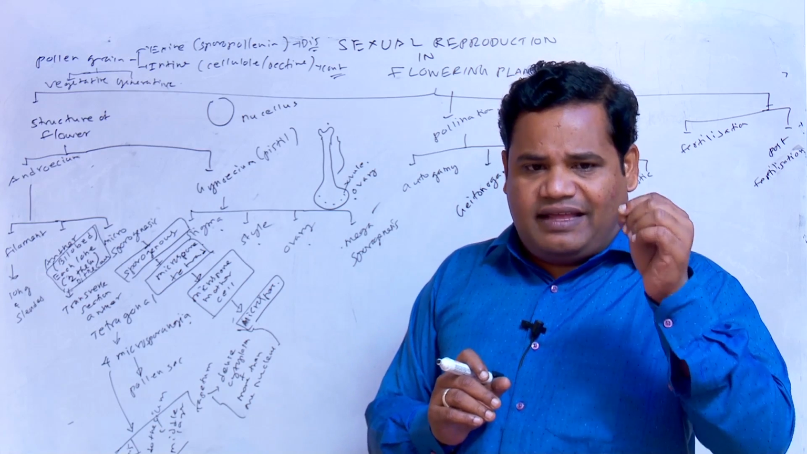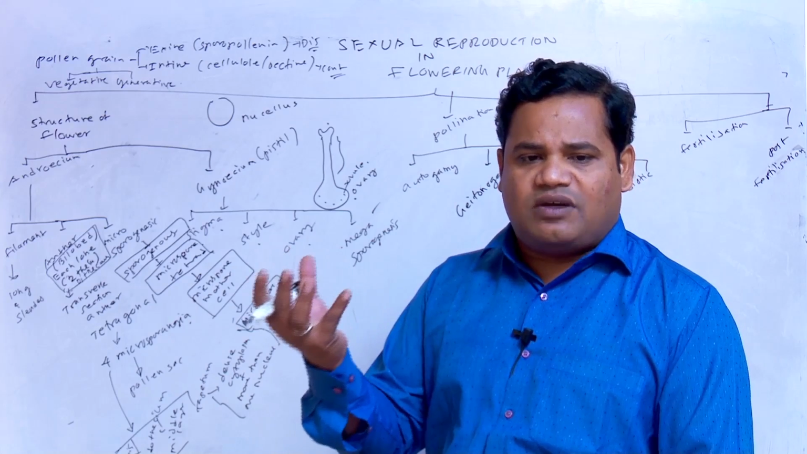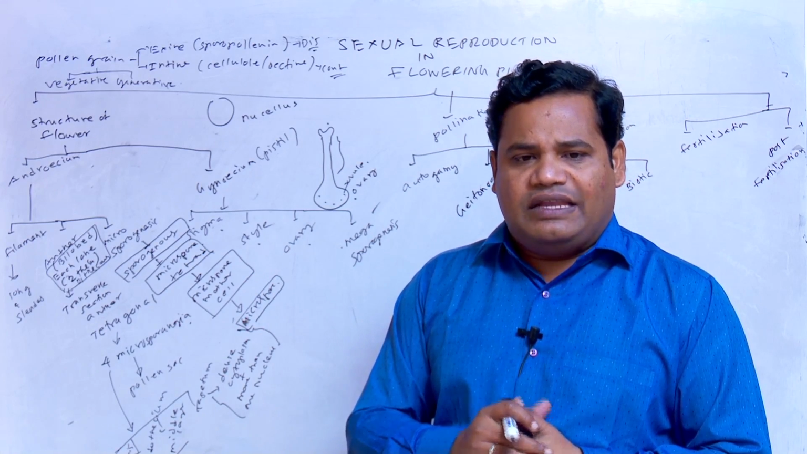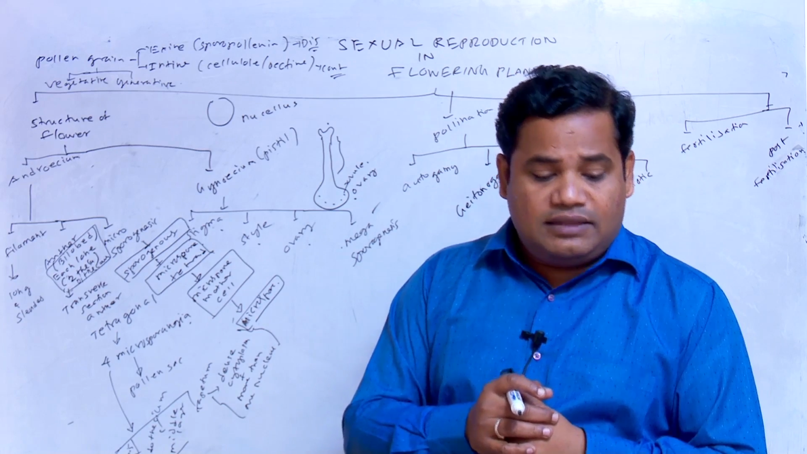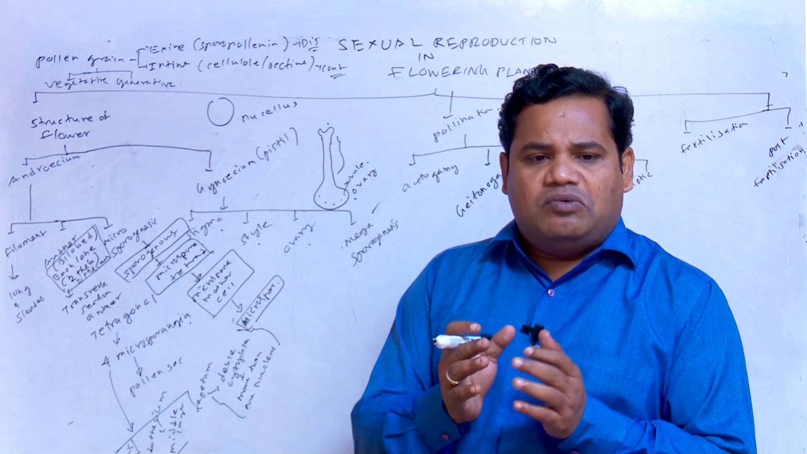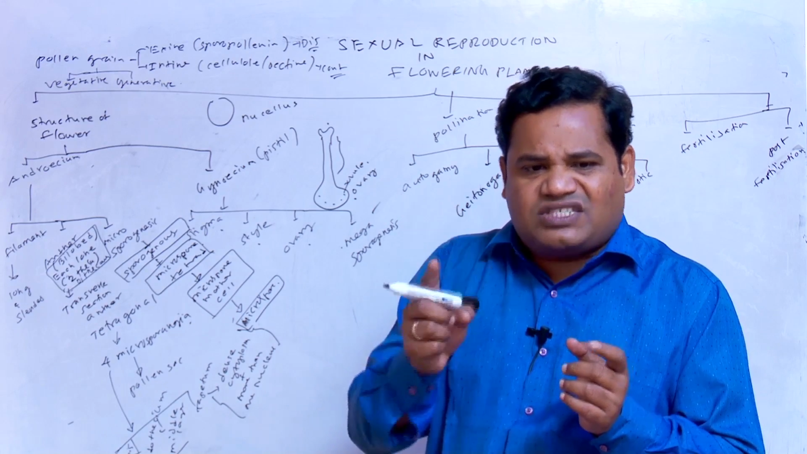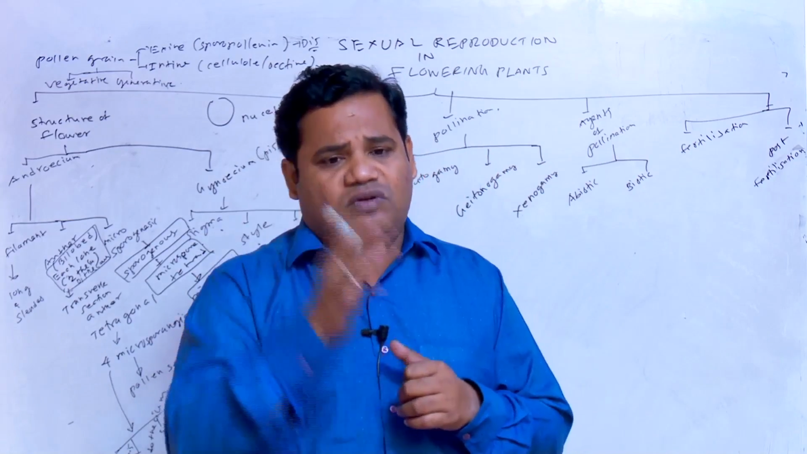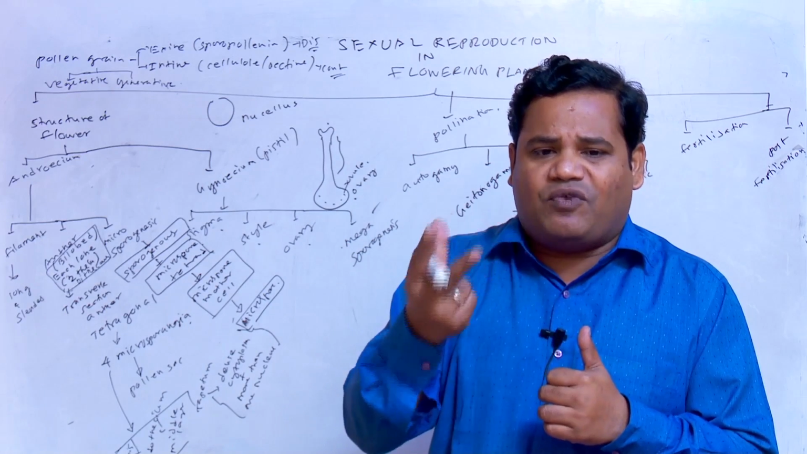Female gametophyte, the embryo sac. I already told you it is placed in the nucellus region, and an ovule generally has only one embryo sac. In the majority of flowering plants, one of the megaspores is functional while the other 3 degenerate. Even though they produce 4 spores, one is functional and the other 3 degenerate. The functional megaspore develops into the female gametophyte.